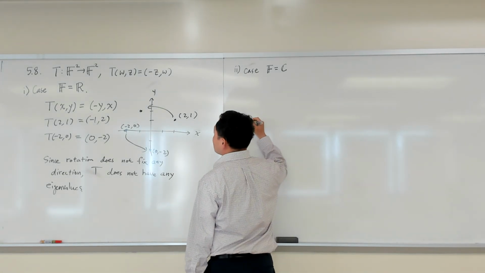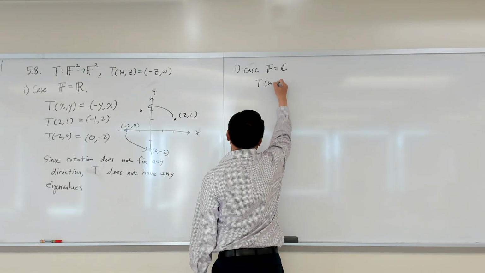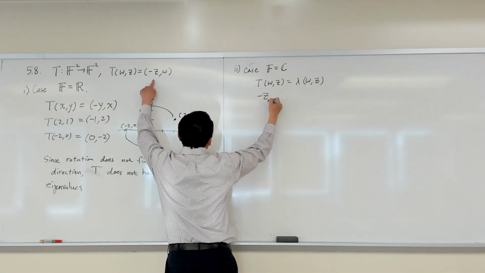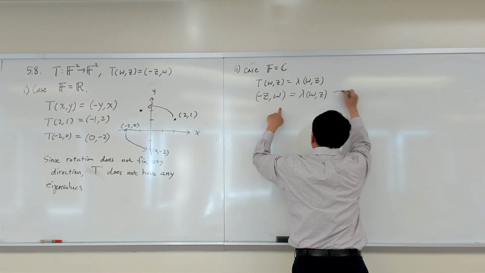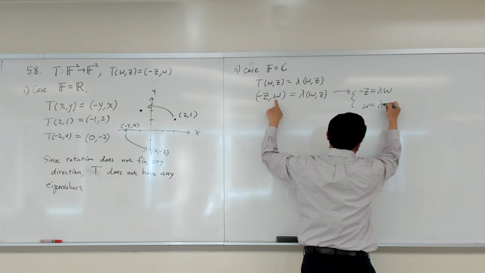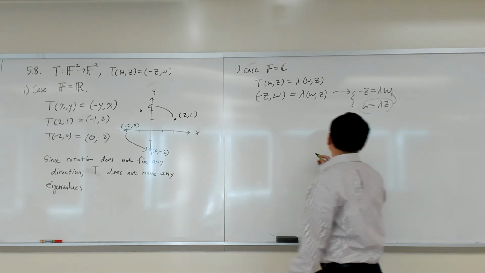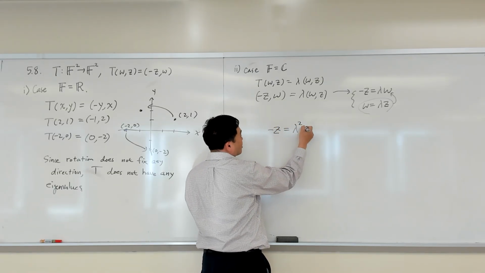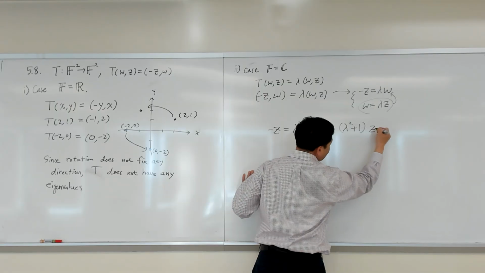let's just write down what it means. If lambda is an eigenvalue, we want to say that T(w, z) is equal to lambda times (w, z), but by definition we have (negative z, w) equal to lambda times (w, z), right? And that means I have negative z equals lambda w and w is equal to lambda z. Well, let's just take this one and plug it into here. And that gives us that negative z equals lambda squared times z. And if I move this to the other side, you get lambda squared plus 1 times z equal to 0.